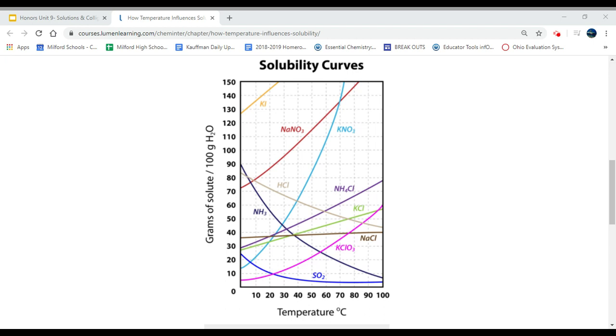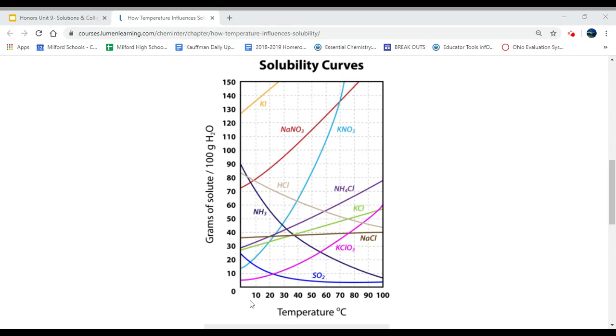Hey guys, so today we're talking about solubility curves. As you can see, here is a big graph. On the y-axis, we have grams of solute per 100 grams of water. What that means is we're putting different solutes, so different substances, in our solvent of water, and it's going to be 100 grams of water. So how much of our solute did we put into 100 grams of water?